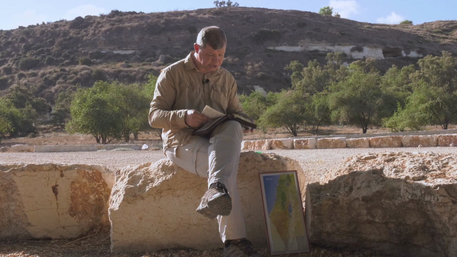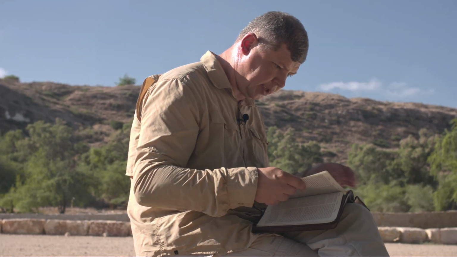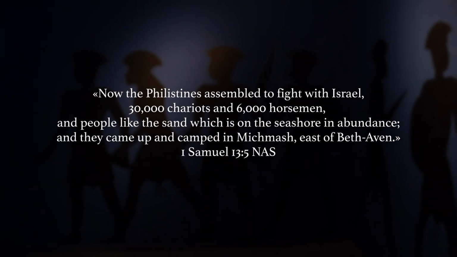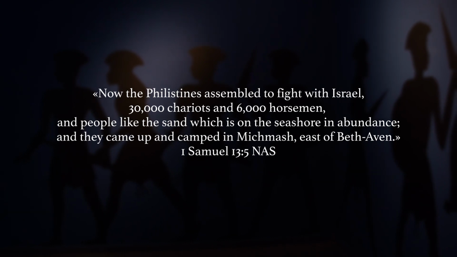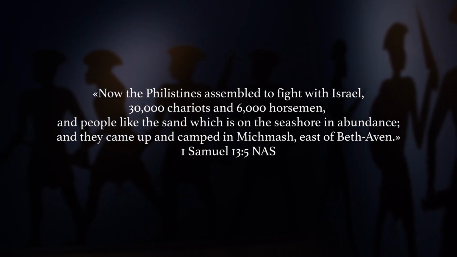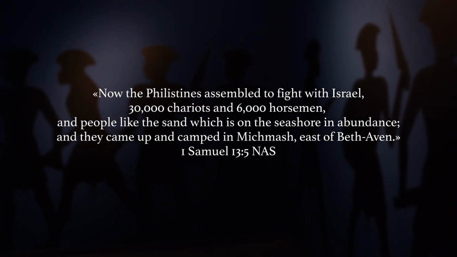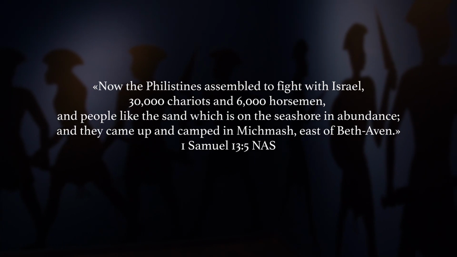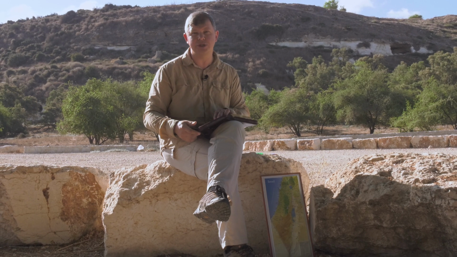And another passage is from 1 Samuel 13:5. "Now the Philistines assembled to fight with Israelites, 30,000 chariots, 6,000 horsemen, and people like the sand which is on the seashore in abundance. And they came up and camped in Michmash, east of Beth Aven." Where is it? It's northeast of Jerusalem.